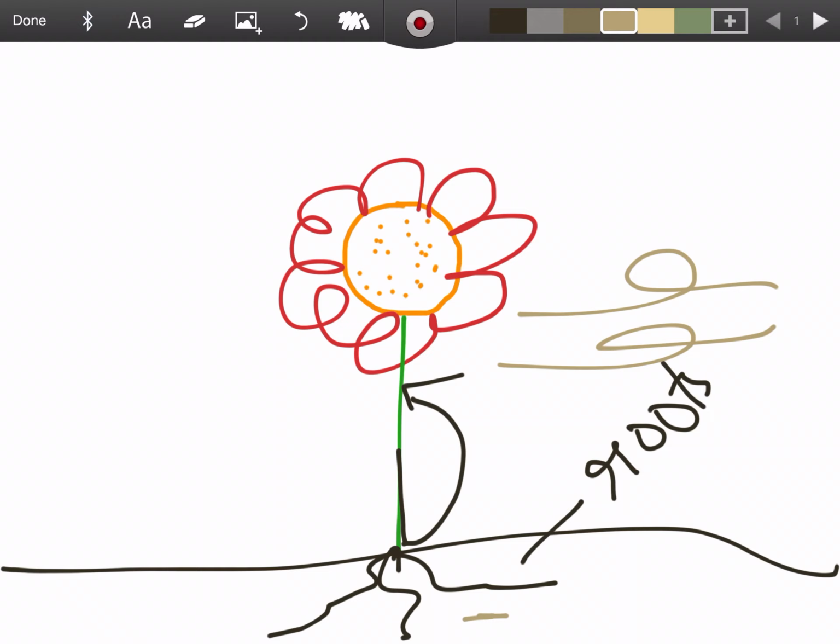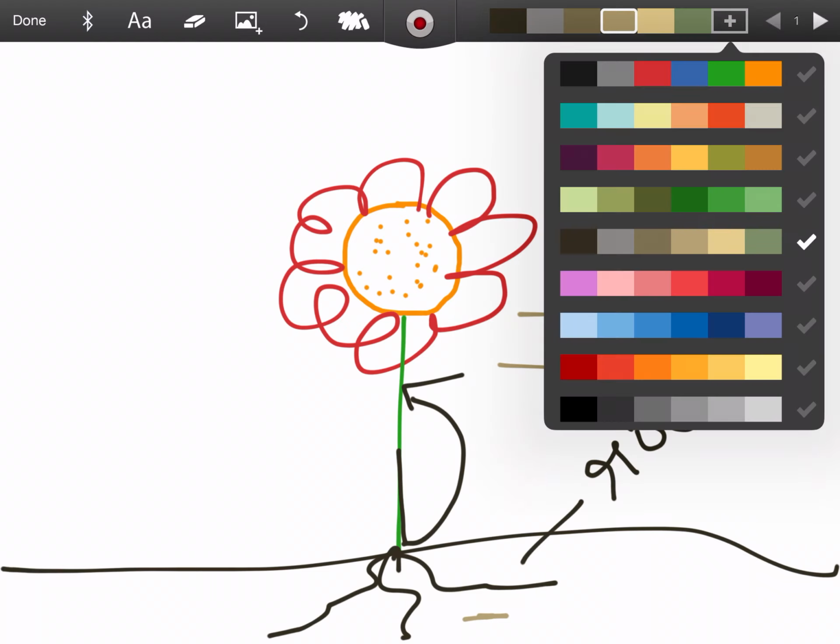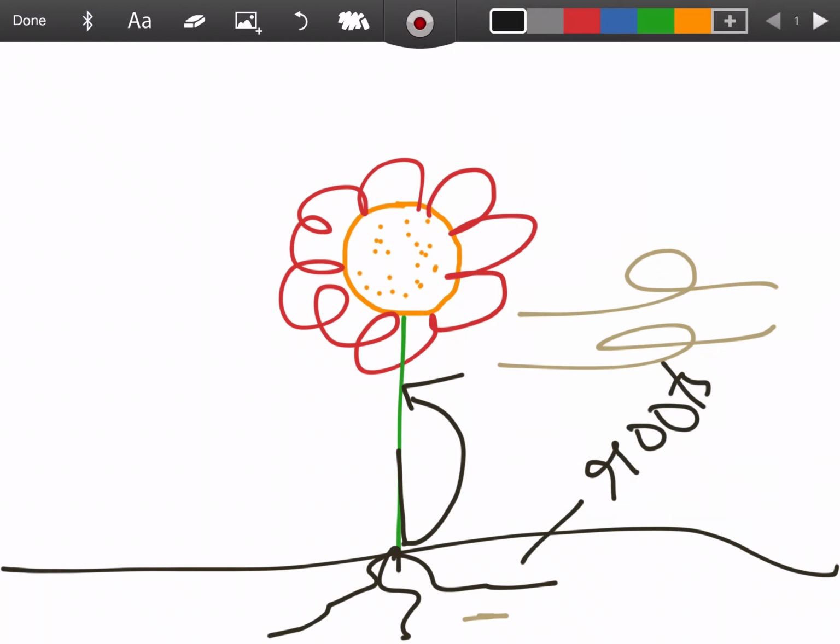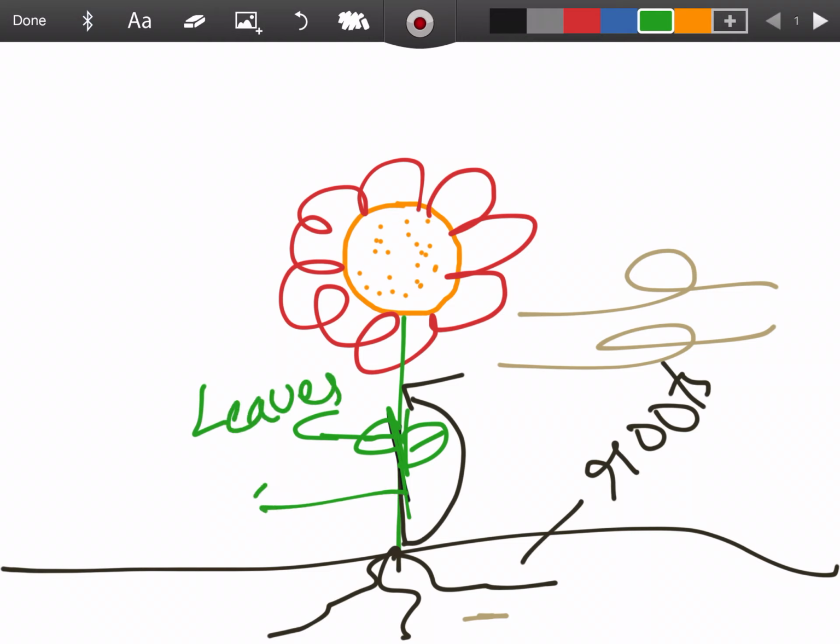Okay, now let's go on to the stem. Let me choose a different color. Okay, so there is the stem. What it does is it's the backbone of the flower. It holds the flower together, and there are some leaves on the flower too. So these are the leaves, okay, and then this is the stem. So it holds the flower together.